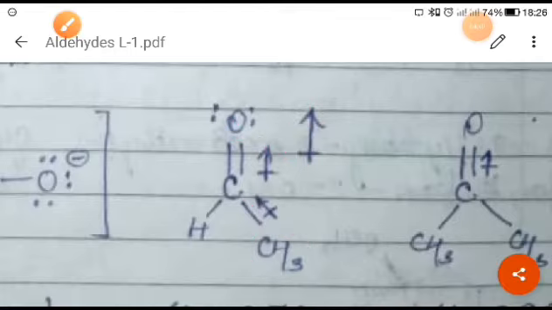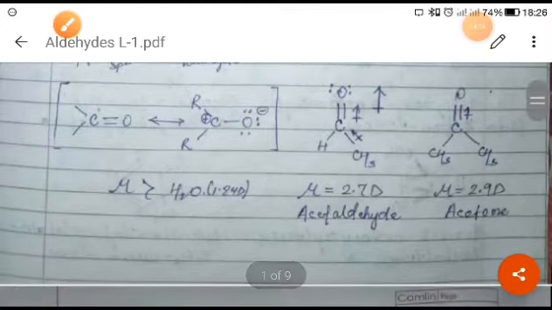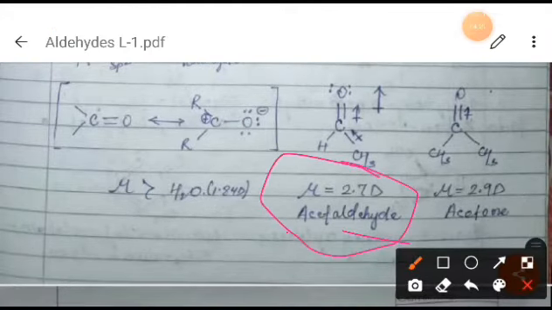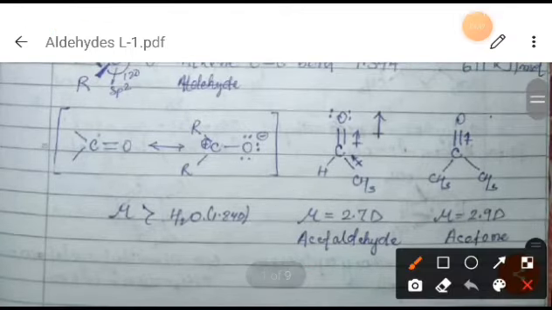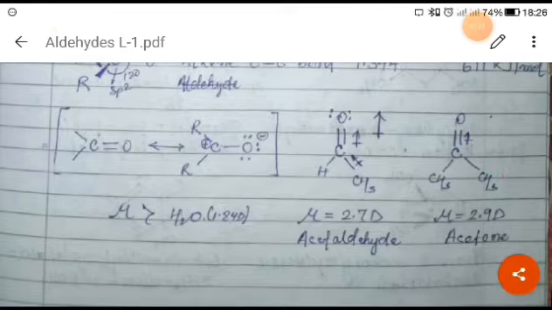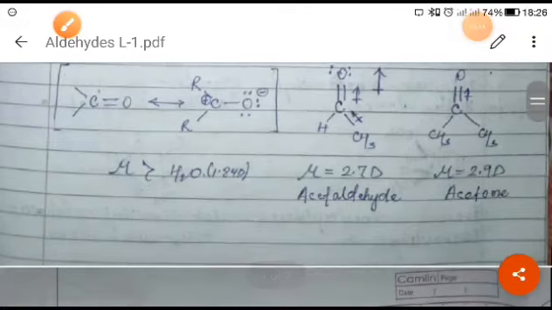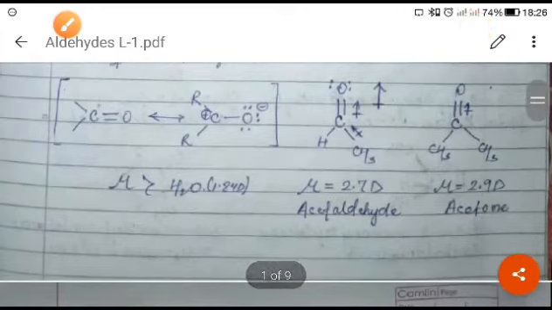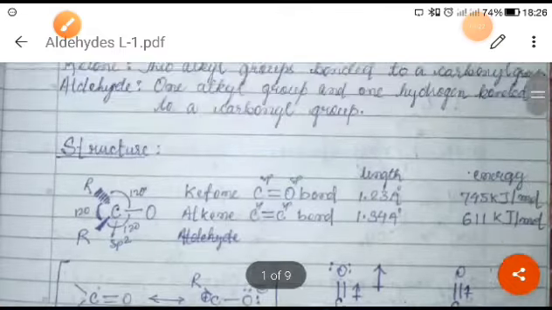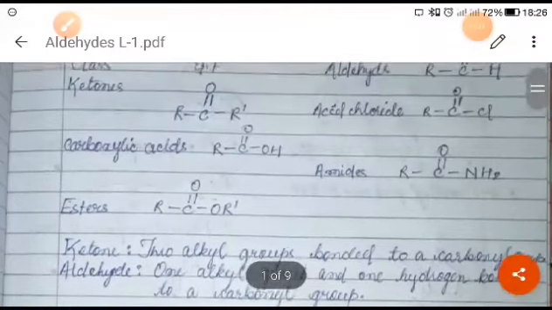The dipole moment of acetaldehyde is 2.7 debye. Here this CH3 is also donating electrons, this CH3 is also donating electrons, and the net dipole moment is this side. This is called acetone, and the dipole moment is 2.9 debye. So this was the basic introduction about aldehydes and ketones.